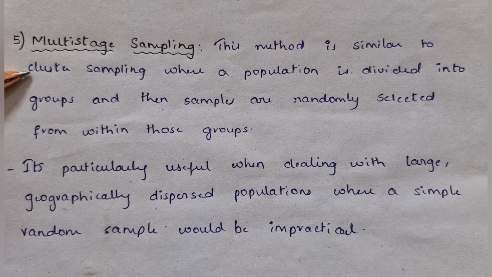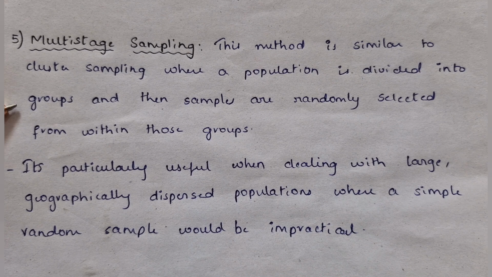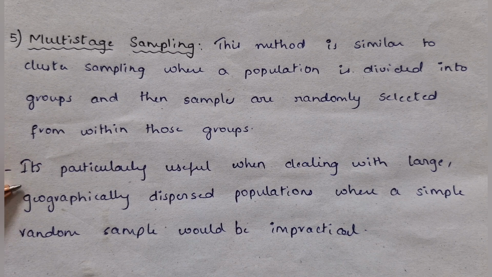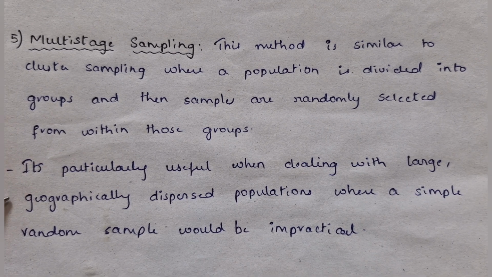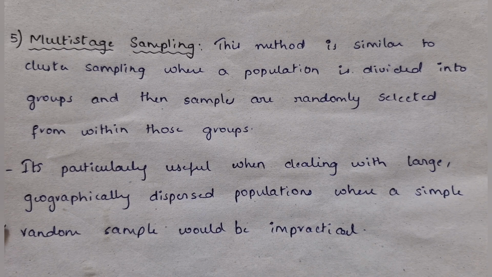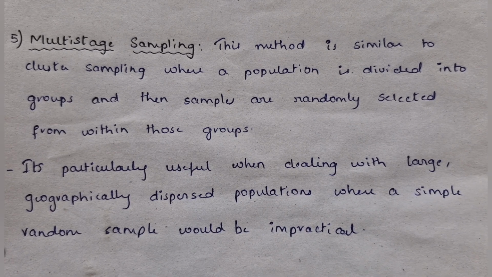This method is similar to cluster sampling, where a population is divided into groups and then samples are randomly selected from within those groups. It's particularly useful when dealing with large geographically dispersed populations where a simple random sample would be impractical.